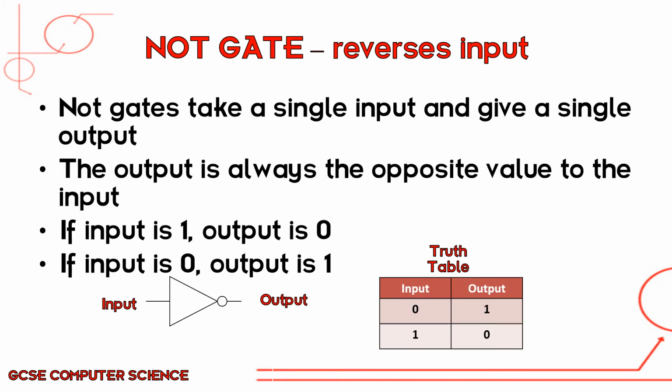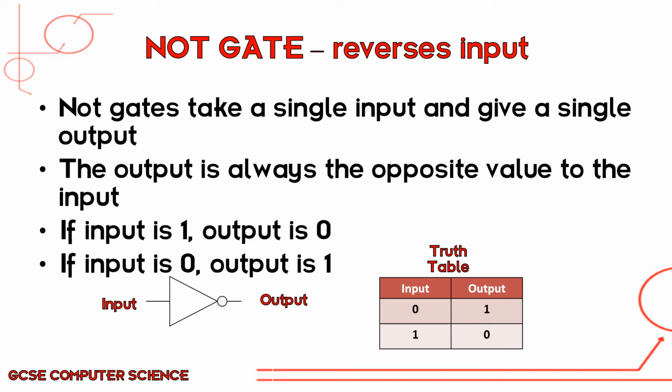If we take a quick recap on what each gate actually does and the truth table for each one. So a NOT gate takes any single input and gives it a single output. The output is always the opposite value to the input. So if the input is 1, the output is 0. If the input is 0, the output is 1.